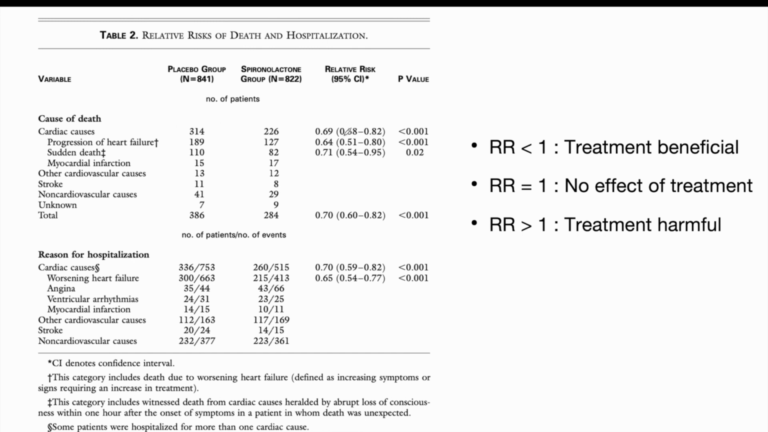We see here our 95% confidence interval in the parentheses. You want both tails of your 95% confidence interval to be less than 1 to say that this treatment is beneficial. If your confidence interval crosses the line of 1, so if your 95% confidence interval was like, I don't know, 0.58 to 1.3 or something like that, then you can't say with any statistical significance that your treatment was beneficial. So all of these we see, spironolactone was beneficial for all of these outcomes.